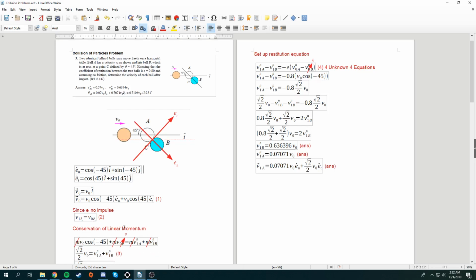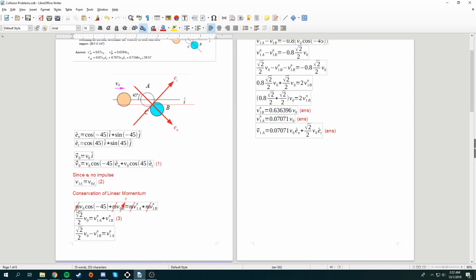Alright, then we use conservation of linear momentum along the en axis. And why is that so? It is because these two billiard balls are on a horizontal table, so there are no other forces, and hence linear momentum is conserved along here.